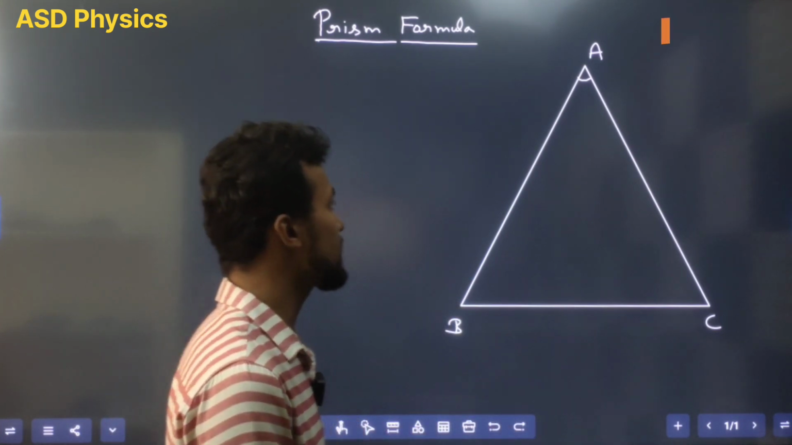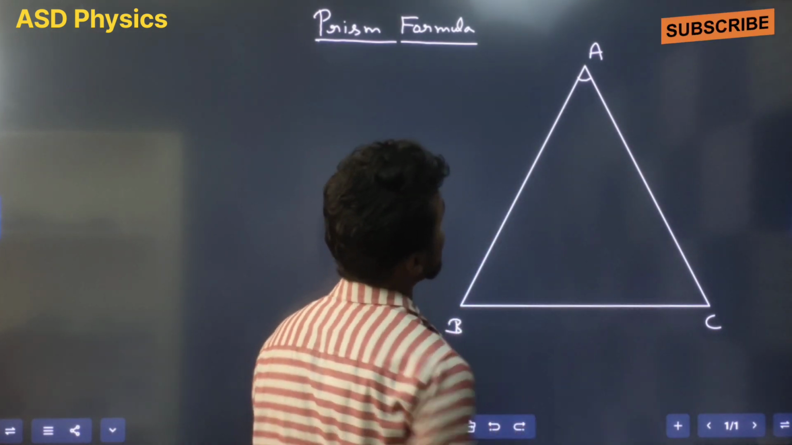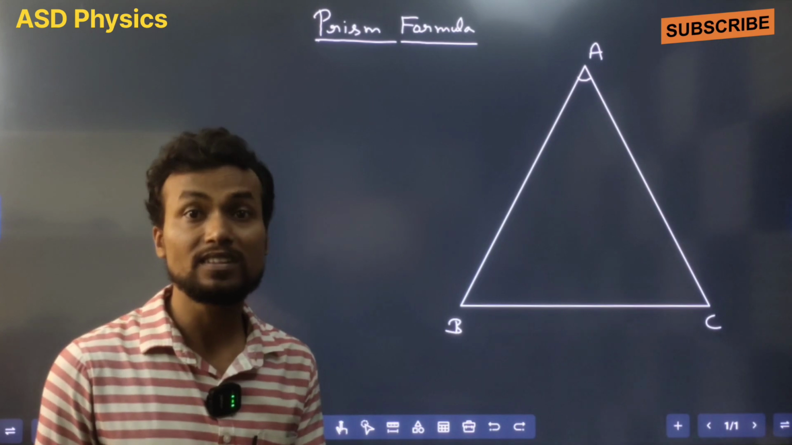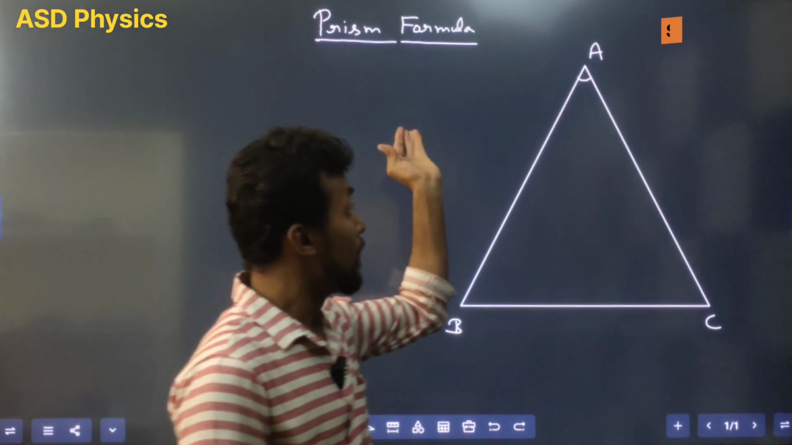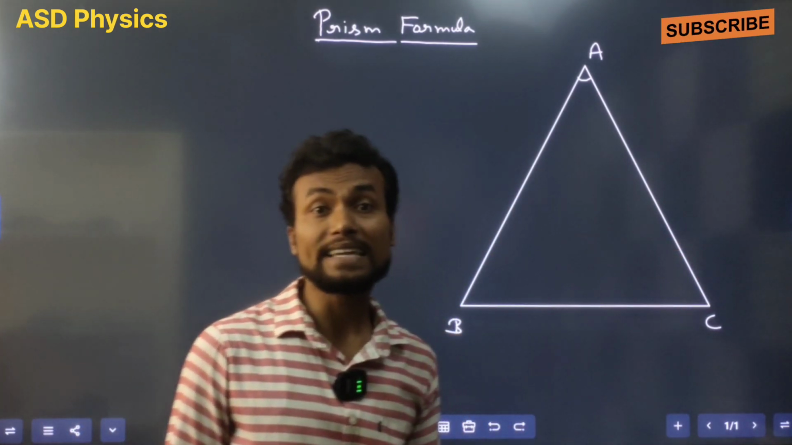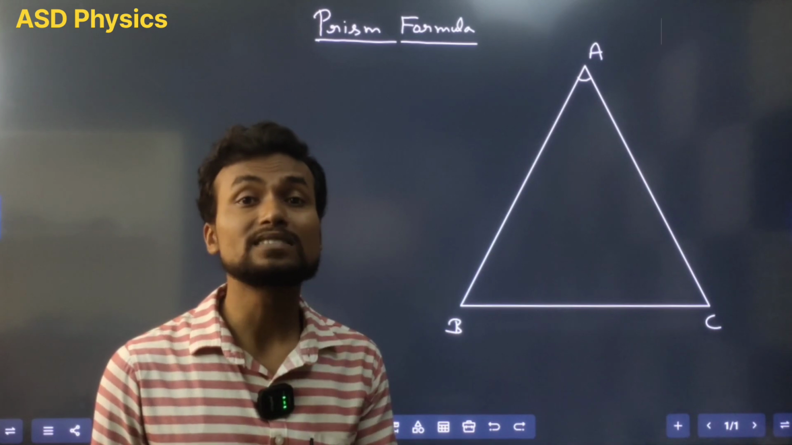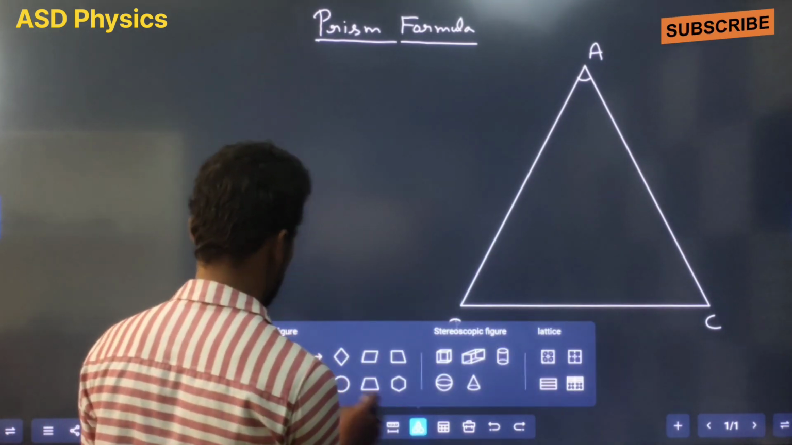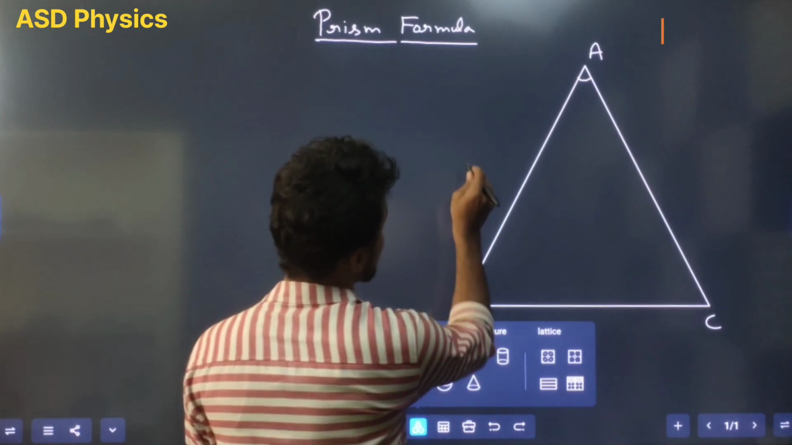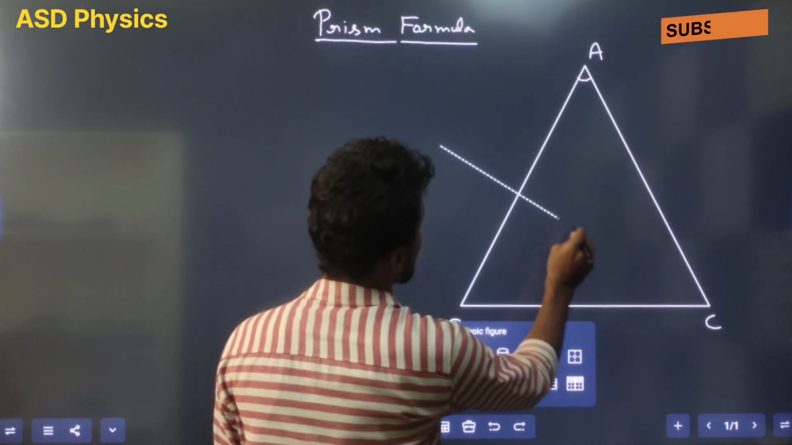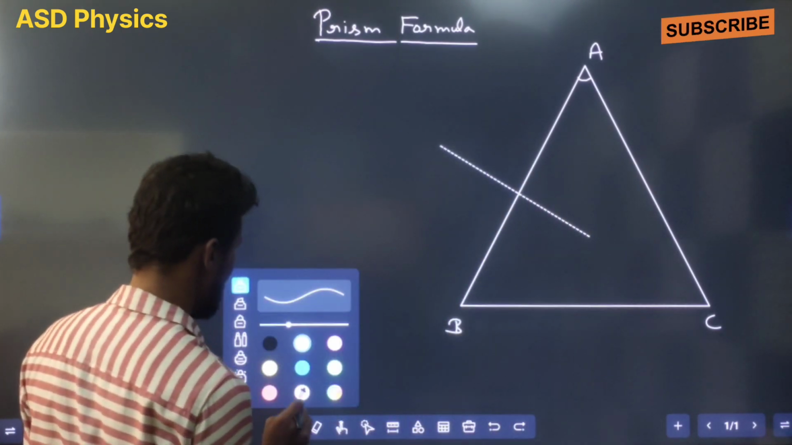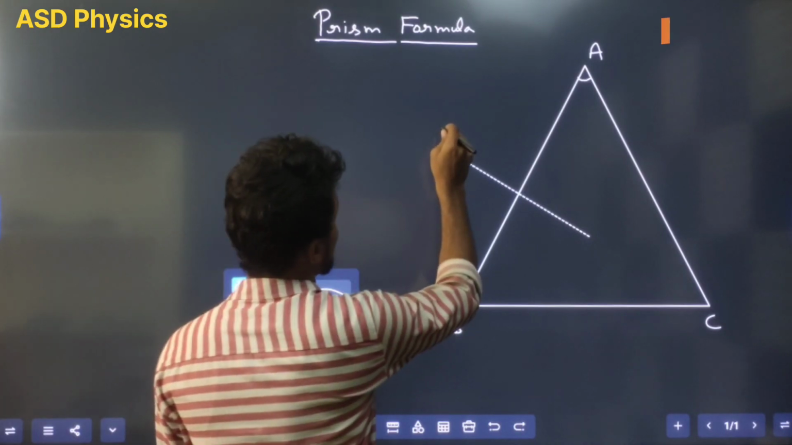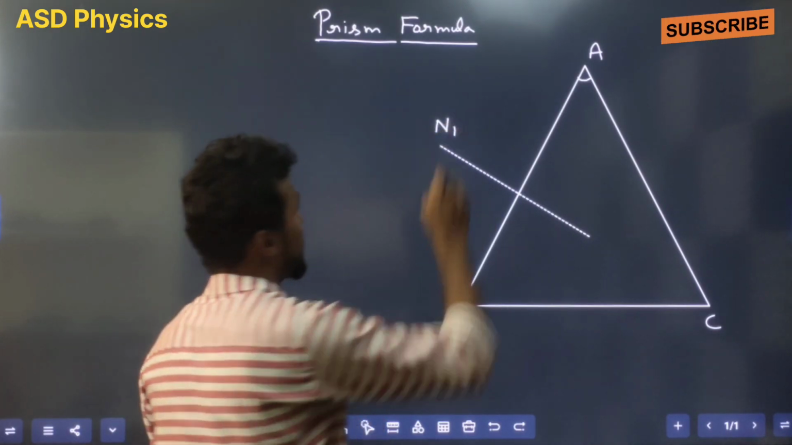Okay, so one incident ray will go and strike the refracting surface AB. But when I draw the refracted ray, I need the normal. So first I am going to draw the normal here. Let me draw the normal here, students. Here I have taken this normal. See, this is a normal. This normal I have taken as N1.